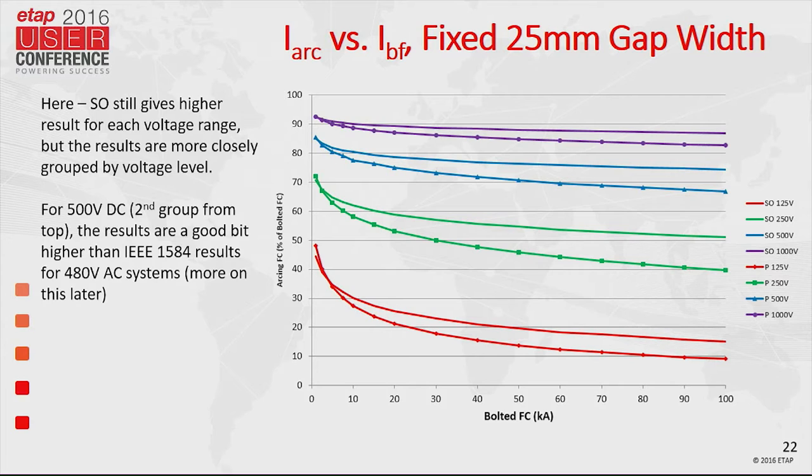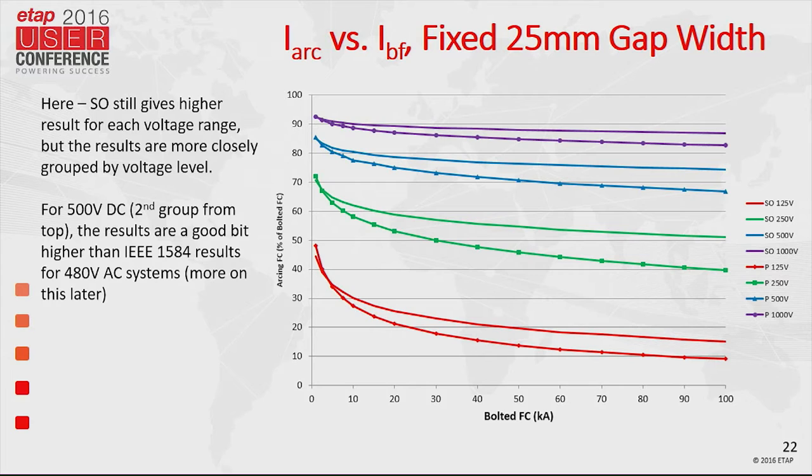For whatever gap value you pick, there's a voltage level where, if you look at that combination of gap and voltage, the three models converge. I don't care if you've got 600 volts, I don't care if you've got 250, I don't care if you've got 1,000, you can make the three models converge and basically give you close to the same answer. And we'll see that when we look at some of the test results later.